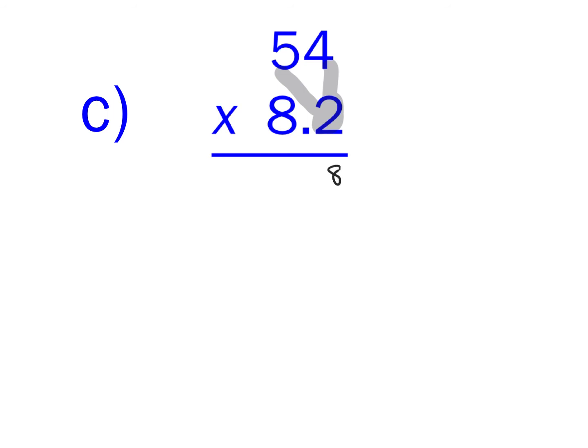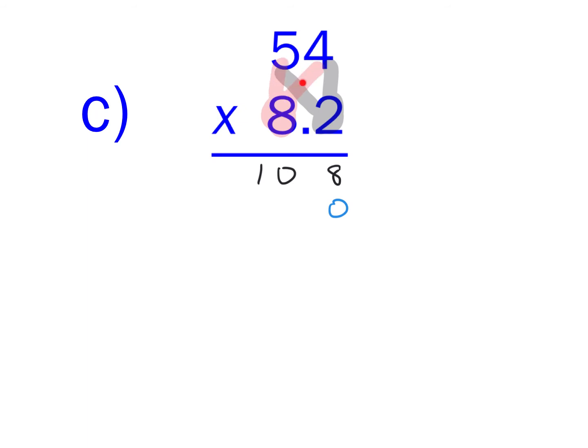2 times 5, 10. And then we're not multiplying by 8. We're actually multiplying by 80. So we're going to put a placeholder 0 here to start. And then what we're going to do is multiply 8 times 4 and 8 times 5.